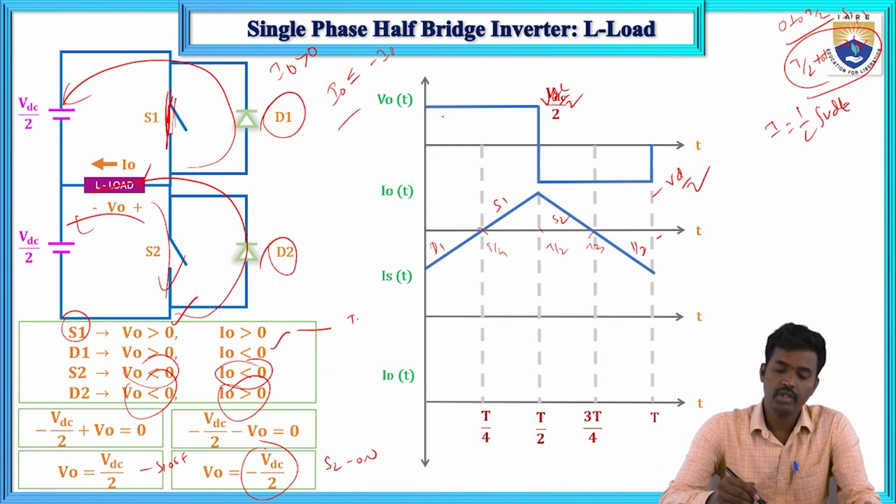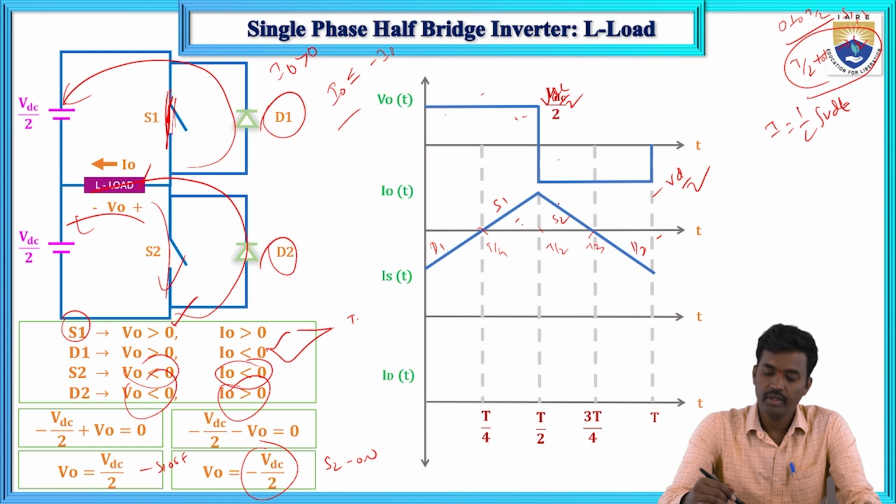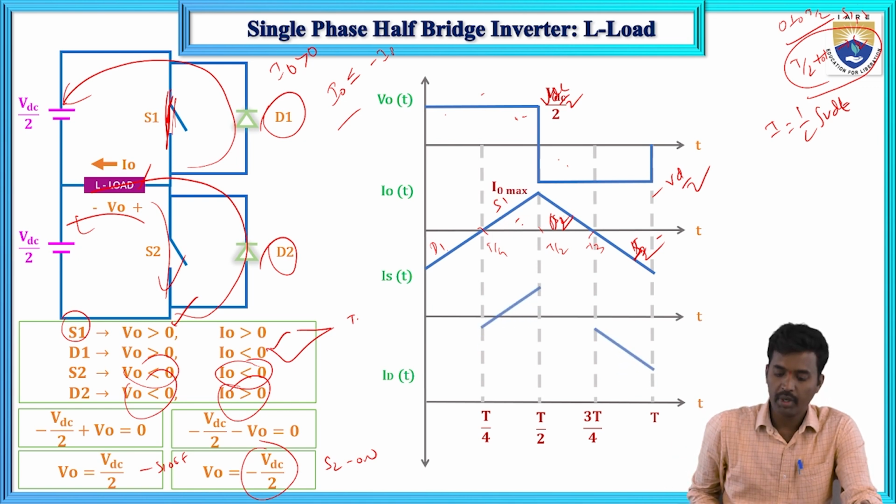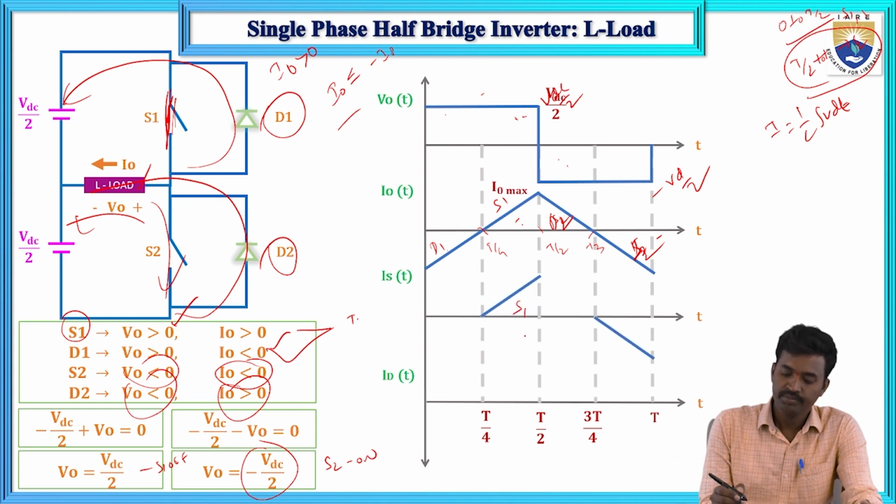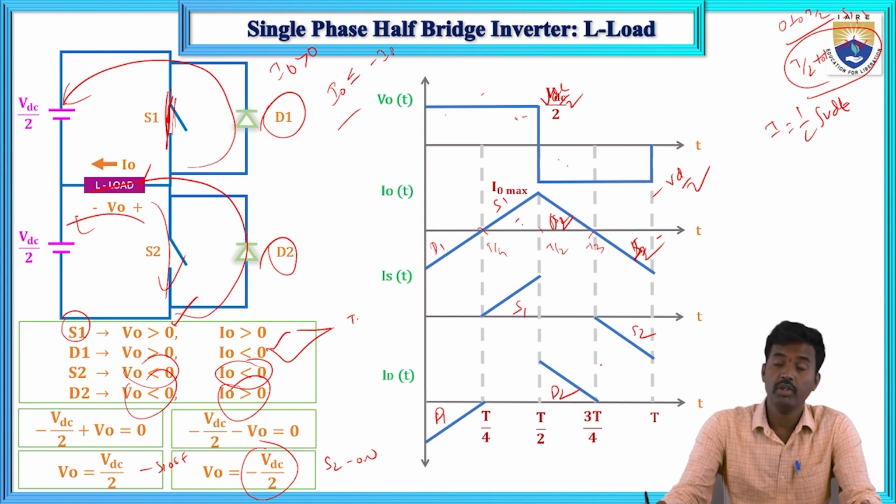So here V naught is positive and I naught is negative for this one, and V naught and I naught both are positive for this one. This is D2, I think. V naught is negative and I naught is positive, and this is S2. In this way, each switch is conducting, and now here this is the I naught maximum. This is S1, this one is S2, and these are the diode currents. So D1 and D2 thyristors will conduct.